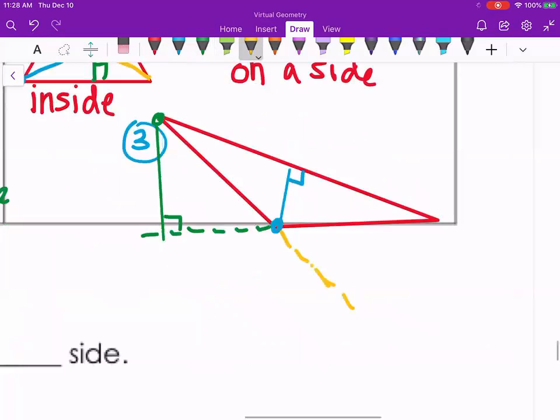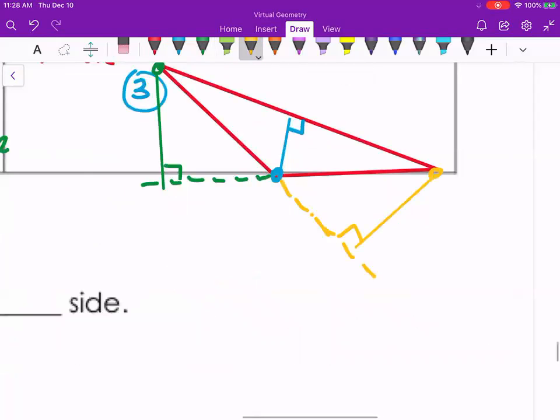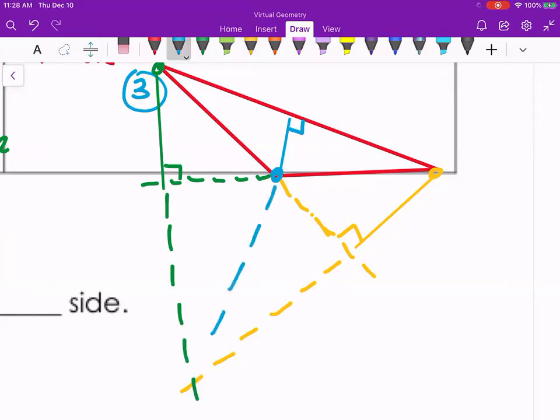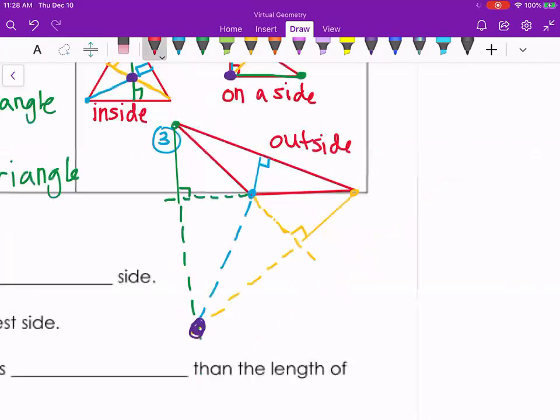So I'm going to need a little more space here for this one. Now, all three of these lines, even though it's kind of hard to see right now, if I keep going with all three of these, that's when they will eventually cross, but they cross outside of the triangle. And that's where we say your altitudes could be outside of the triangle. Okay. All right.